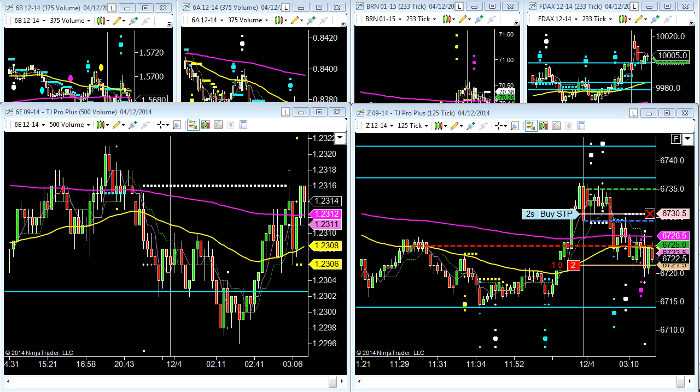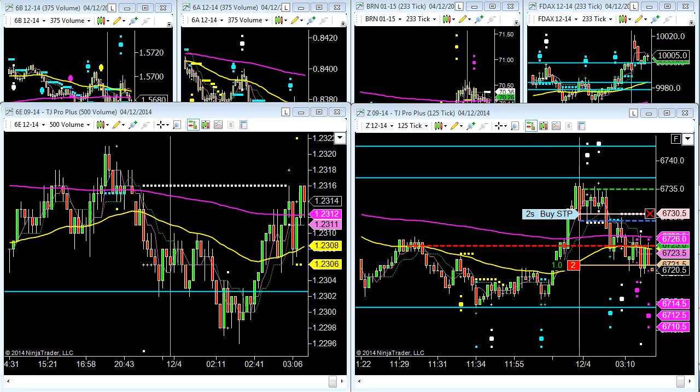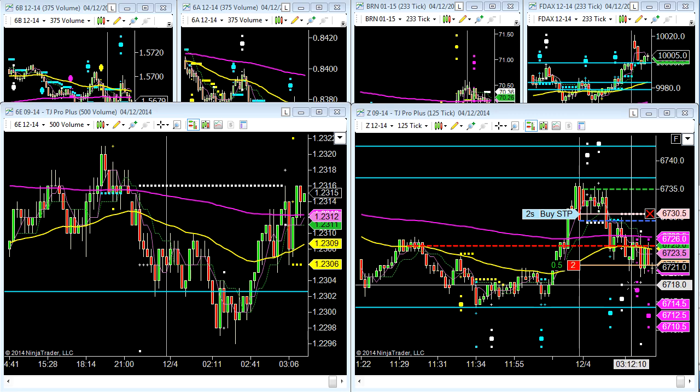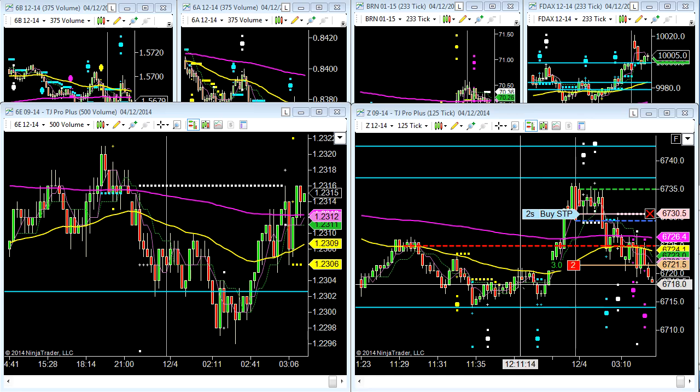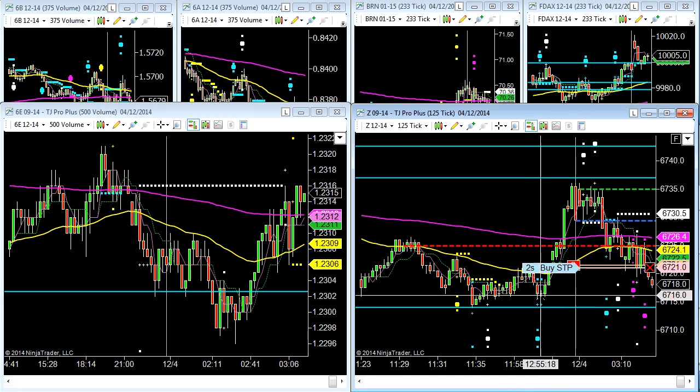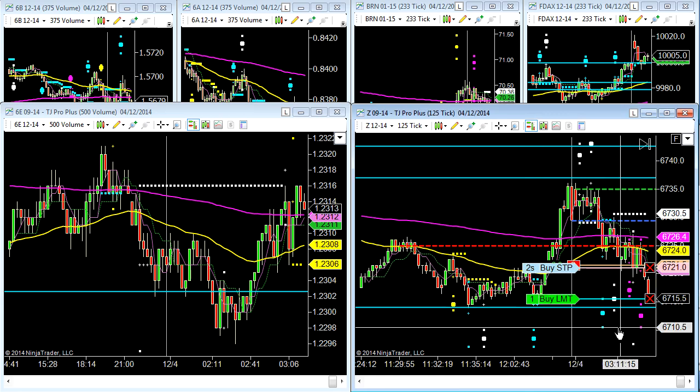So we can see it's still offside, it's barely penetrated 20, but it doesn't really seem to be wanting to go much higher at the minute, and it's just not a huge amount of activity, not unexpected given what news is out later in the session. And we've got a break now.